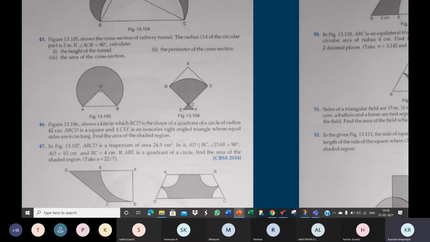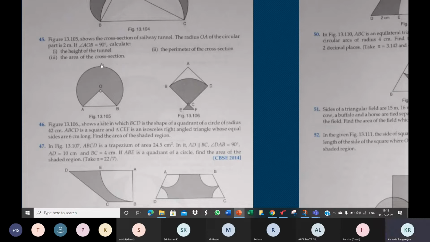Yes, Srinivasan, your answer is right. The height of the tunnel is 2 plus root 2 centimeters. Perfect. So children, the answer to the first part of the question is like this: the height of the tunnel.